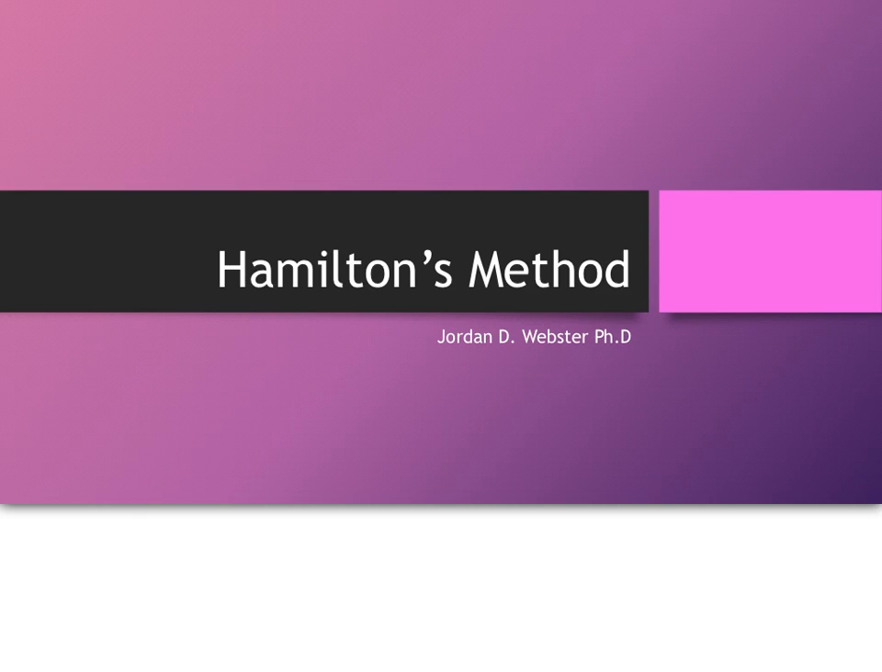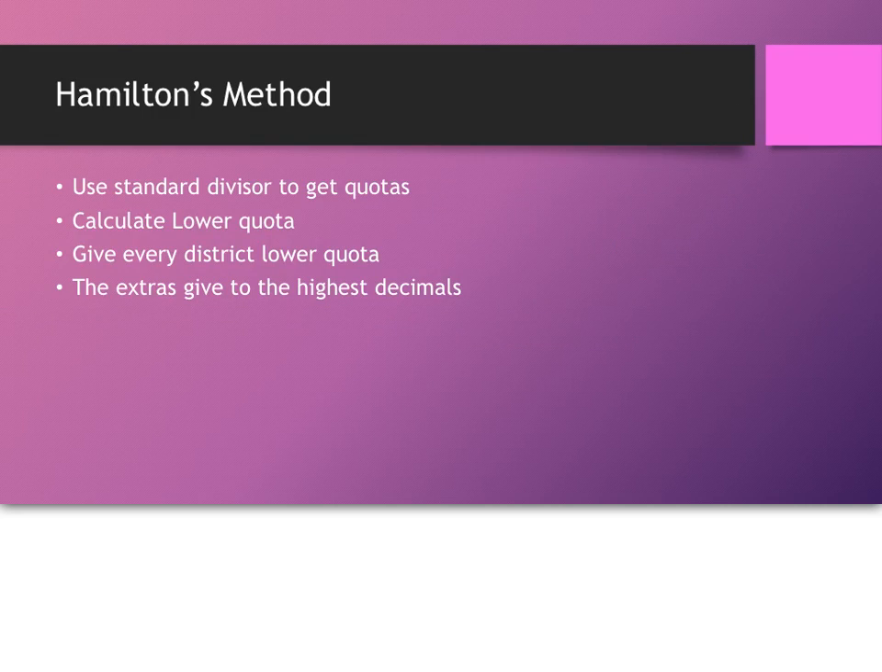So the first method of apportionment that we're going to deal with is Hamilton's method. Now, this method is fairly easy to describe because we're going to use a standard divisor again. Basically, how Hamilton's method goes is we use the standard divisor and we get all of our quotas. Now, we start by calculating the lower quota. That is taking everything down to the next lowest integer.